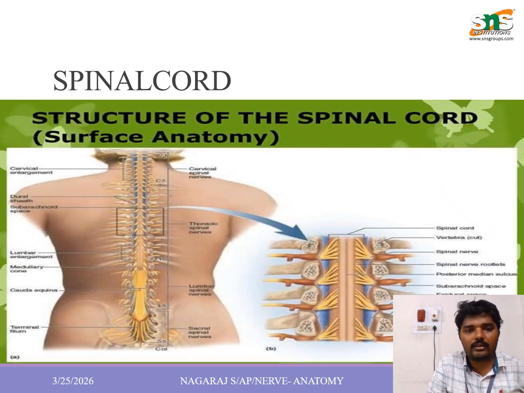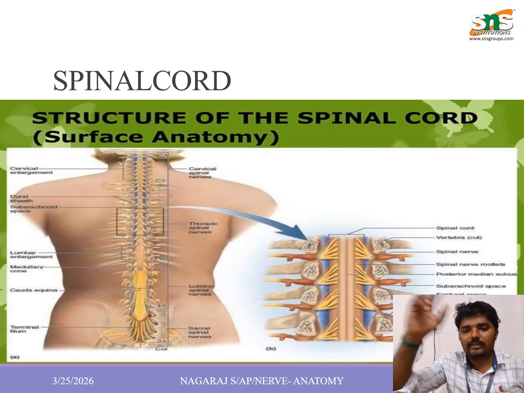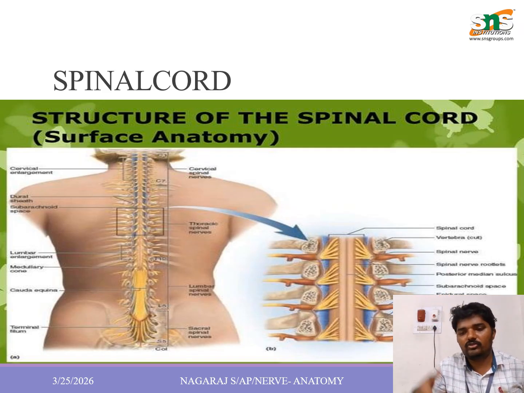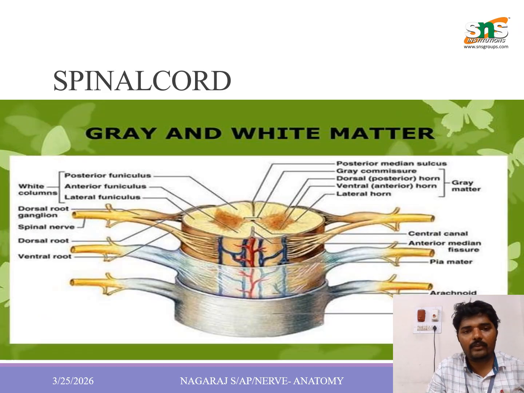The structure of the spinal cord and the surface anatomy. The spinal cord has 33 vertebrae and 31 pairs of spinal nerves. The nerves are the afferent and efferent nerve system. The afferent nerve system mainly carries sensation to the cortex. The efferent nerve system carries the response from the cortex to the muscle or organ. There is a pathway, then gray and white matter.